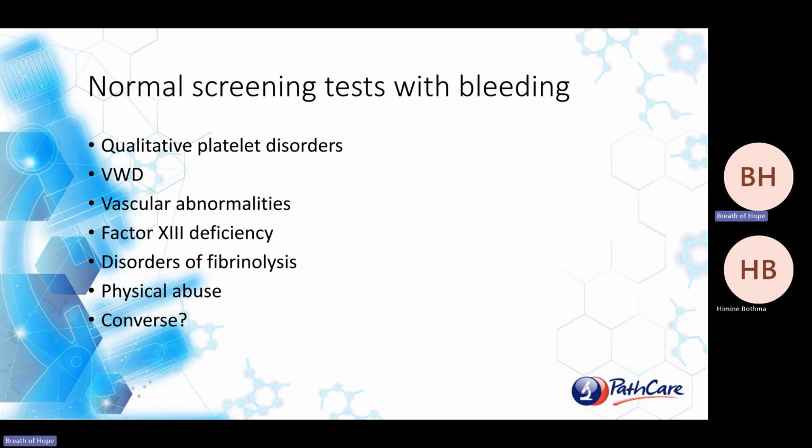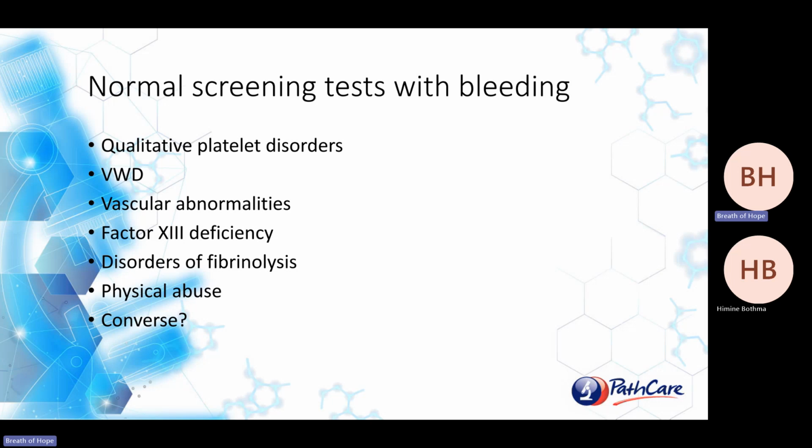What happens if you have normal screening tests with bleeding? I've included this here because this is a very famous exam question in orals, in practicals, in case studies, and all of that. So if your screen includes your PT and PTT and your FBC platelet count and it's normal, what are you missing? Because your patient is still bleeding, but your tests are normal. You can be missing qualitative platelet disorders. You can be missing von Willebrand's disease. This is quite common. You can have a normal PT and PTT, normal platelet count, and you can have von Willebrand's disease.